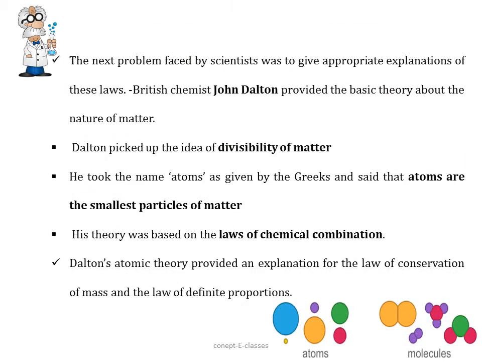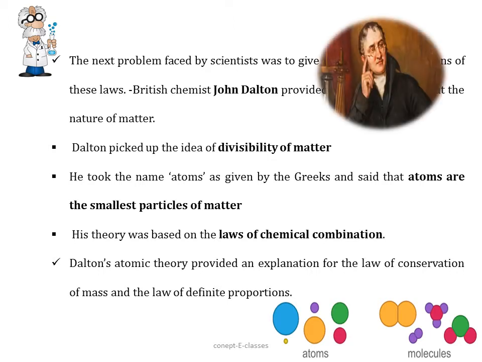So the next problem faced by the scientists was to give an appropriate explanation for these laws. The British chemist John Dalton provided the basic theory about the nature of matter. Dalton picked up the idea of divisibility of matter. He took the name atoms, as given by the Greek Democritus, and said that atoms are the smallest particles of matter. His theory was also based on the laws of chemical combination, which were suggested by Antoine Lavoisier and Proust.